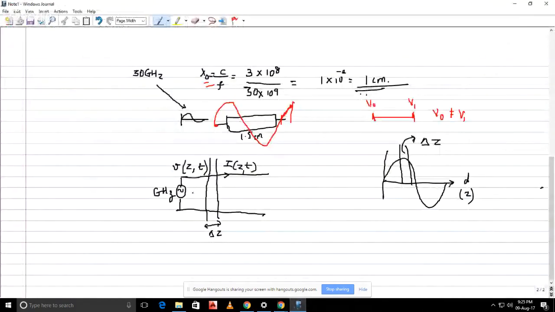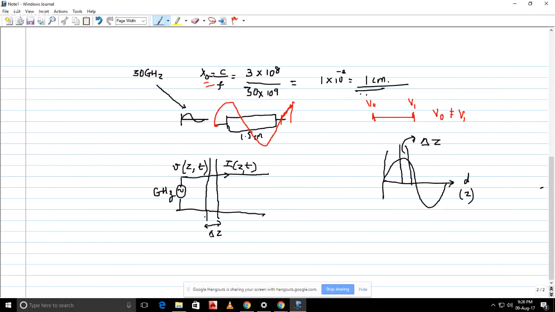I'll go back and check. We have considered this delta z only because I don't want it to see any phase variation. And if I don't see any phase variation, then I can apply my KVL KCL easily. So ultimately what we wanted to do is apply our concept of KVL KCL, and KVL KCL can only be applied if there is no phase variation. So over the line, there is phase variation, but I'm selecting a very small piece of wire such that the change of phase is not seen at all.